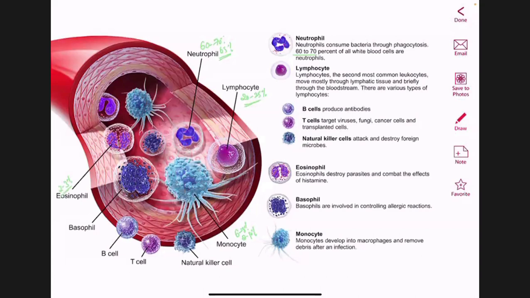2 to 3%, and basophils 0.5 to 1%. 0.5% or less than 1%, you can say.